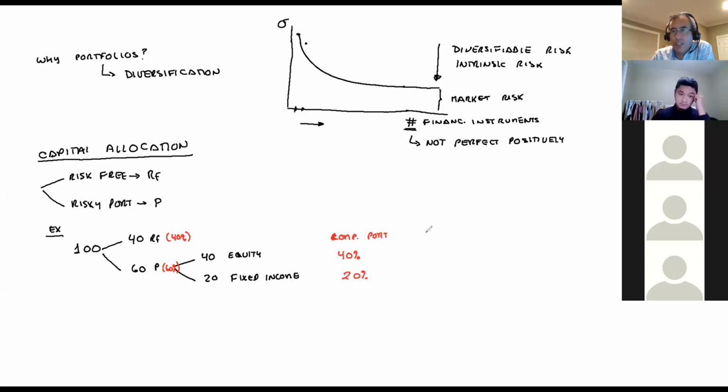And in terms of the risky portfolio, I'm investing 40 divided by 60, which is 66.67% in equity, and 33.33% in fixed income. So this number comes from 40 divided by 60, and this number is 20 divided by 60. Right? So these are the two things that we need to understand clearly.